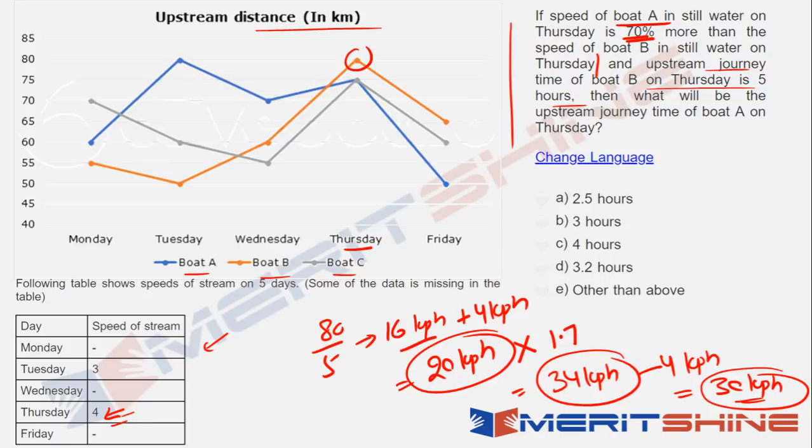How much time would it take? Upstream journey. What is the distance covered by boat A? It is this distance. How much is this? This is 75. So 75 kilometers to be covered at this speed. So 75 by 30. How much is this? This is 2.5 hours. That is option A.